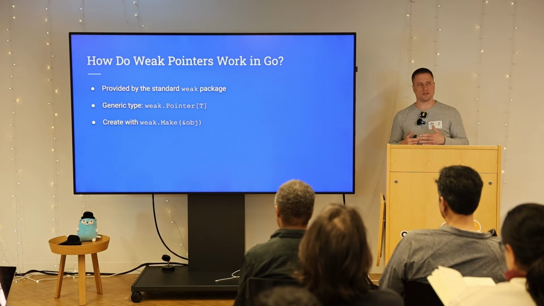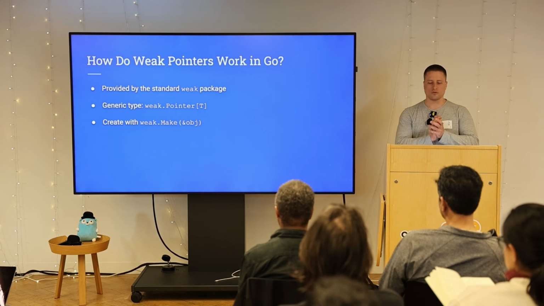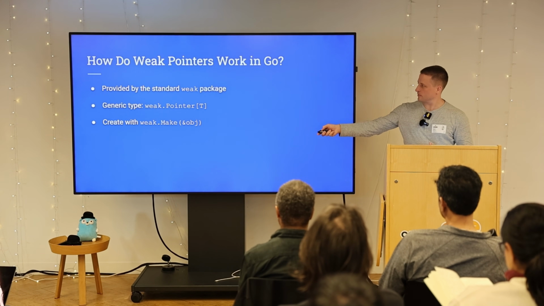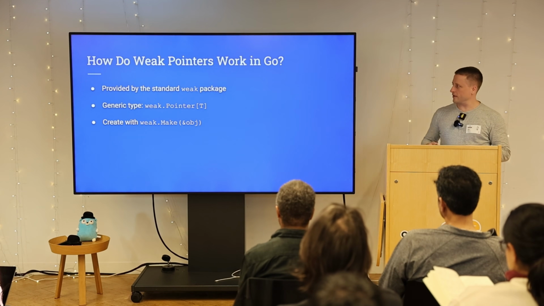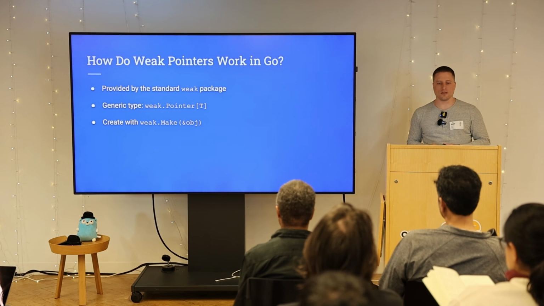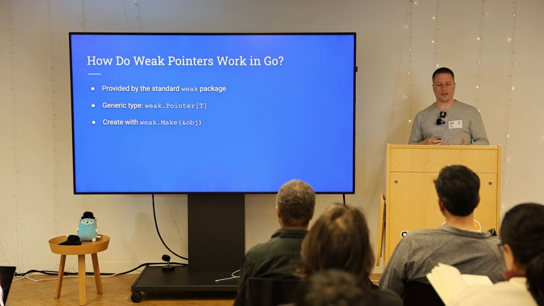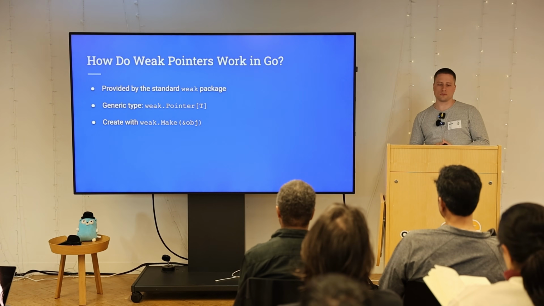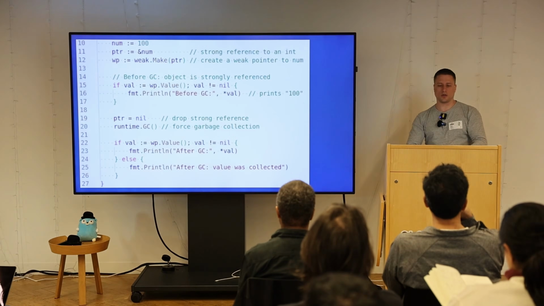And it's created with what I'm referring to as a strong pointer. So it's created with a reference to a variable. In this case, we've got a variable which is called object. We've created a reference to it, and then weak.Make in the new standard library package is how you're creating this weak pointer.